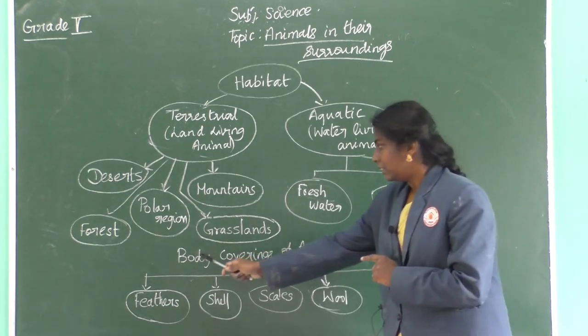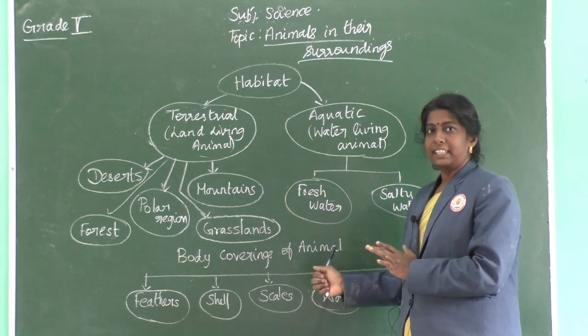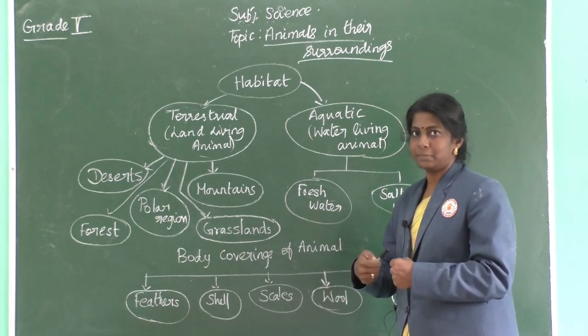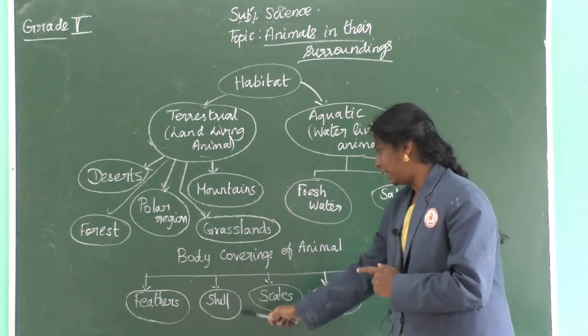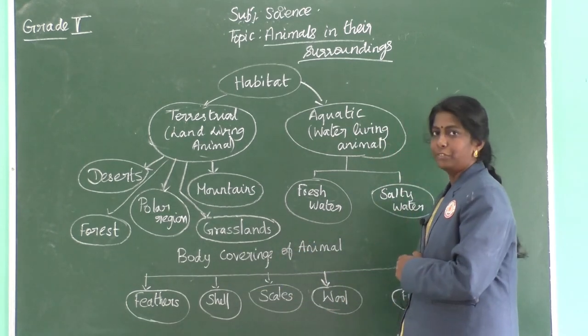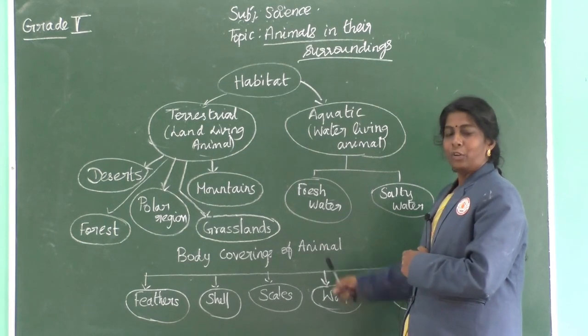And then about their body coverings, they have some special structures to protect themselves, is it not? So what are the different body coverings we saw? Feather, shell, scales, wool and fur. Can you all understand?